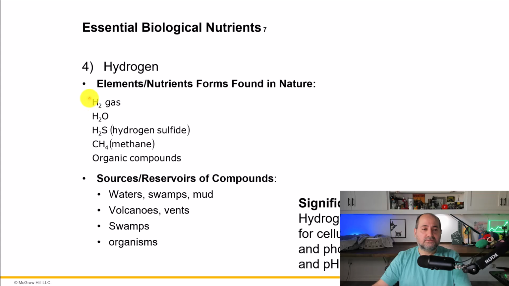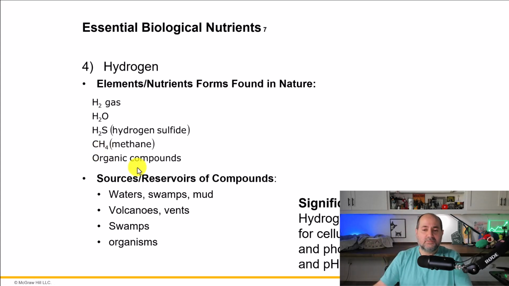But guess what? Some organisms can capture hydrogen gas. They can capture it from water. In fact, plants obtain their hydrogen from water. They take water and then they take the little hydrogens away from water in order to do photosynthesis. Isn't that neat? Some organisms can take hydrogens from hydrogen sulfide. Some can take hydrogens from methane. It all depends on the organism.